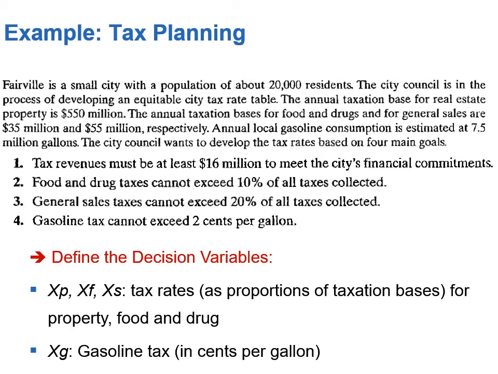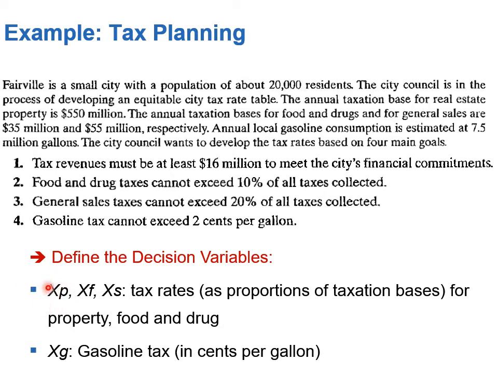Okay, so we need to define our decision variables. The first thing is to define these decision variables, what we are trying to decide on. As we said, this is the total tax base for real estate property, right? So we will take a percentage of that one. And the thing is, we are trying to decide on what percentage of this we should collect as a tax. That percentage is our decision variable.